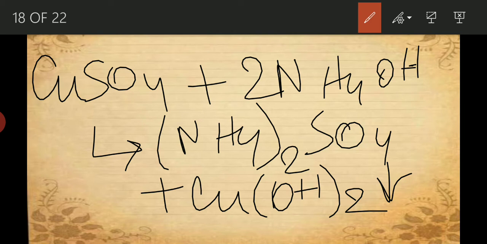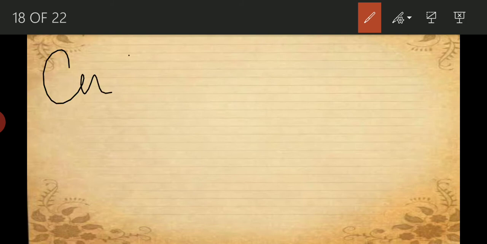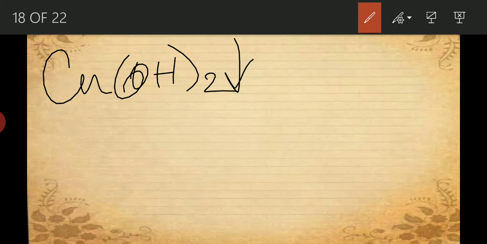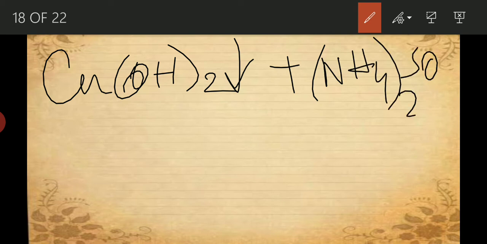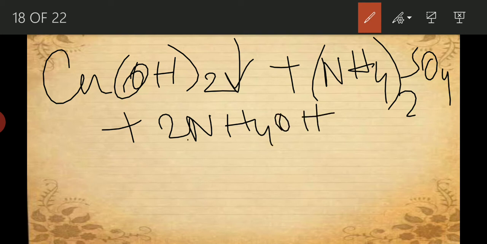But here we have to know another thing. Till this much it is clear because I have already told you about this. Till copper hydroxide it is clear. It is a pale blue precipitate. But this copper hydroxide precipitate, when it reacts with excess NH4OH, we take the products, copper hydroxide and ammonium sulfate, and this reacts with NH4OH in excess.